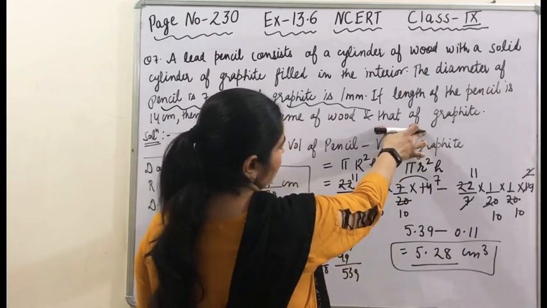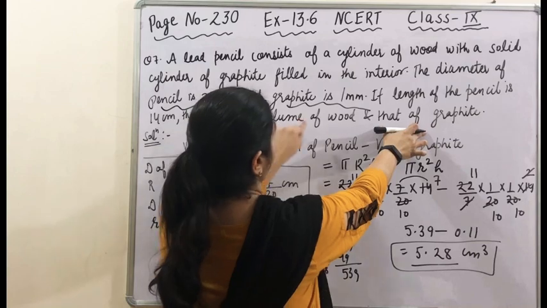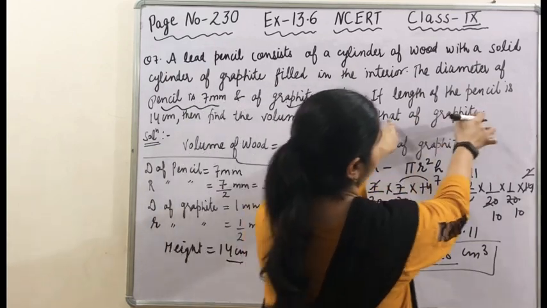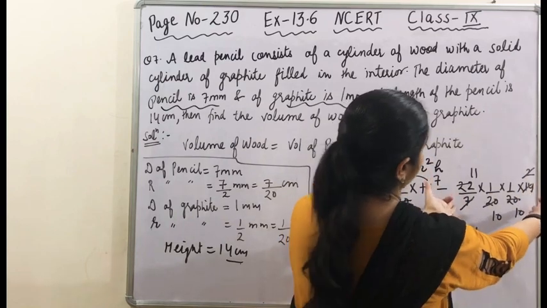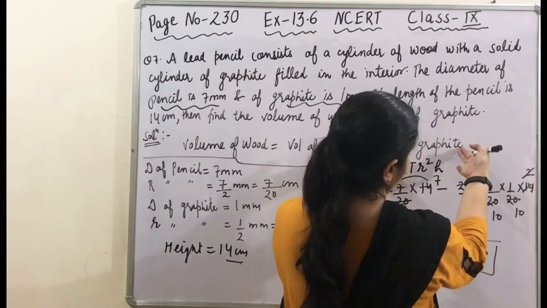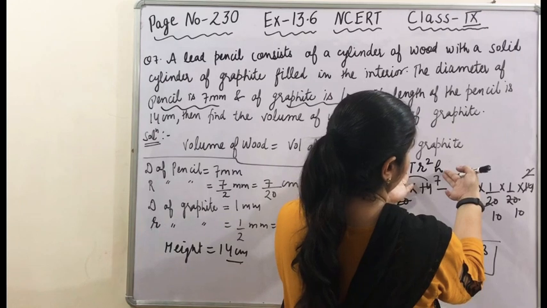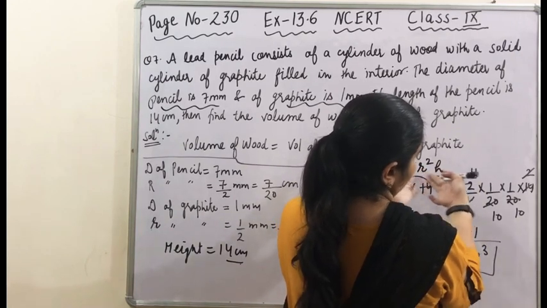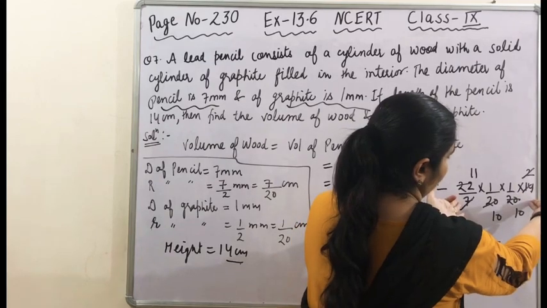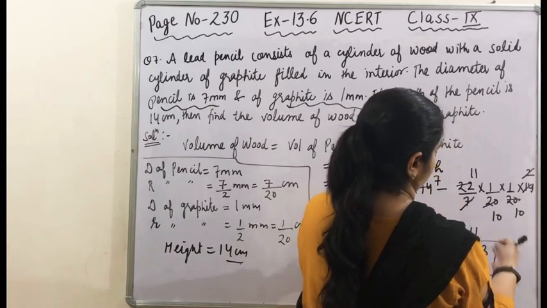The second part is also there. We have to find the volume of the wood and that of graphite. I am not doing the second part because it is already done here. The volume of the graphite, this is the second part, is pi r square h, where we take small r, and the calculation work is already done here, so I am not doing it again.